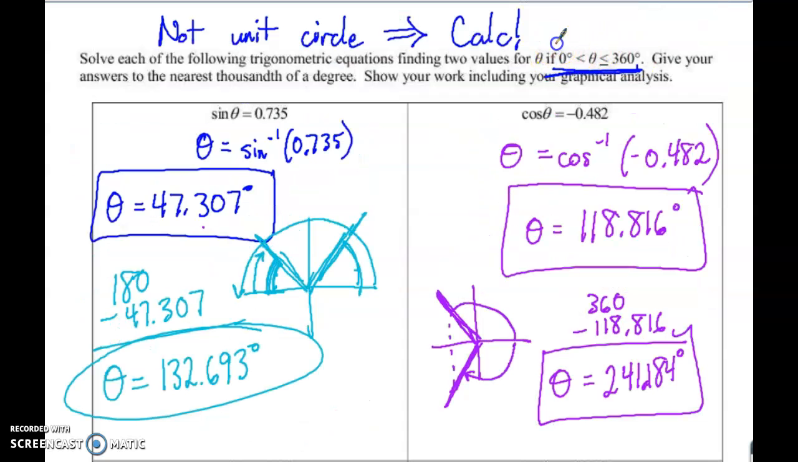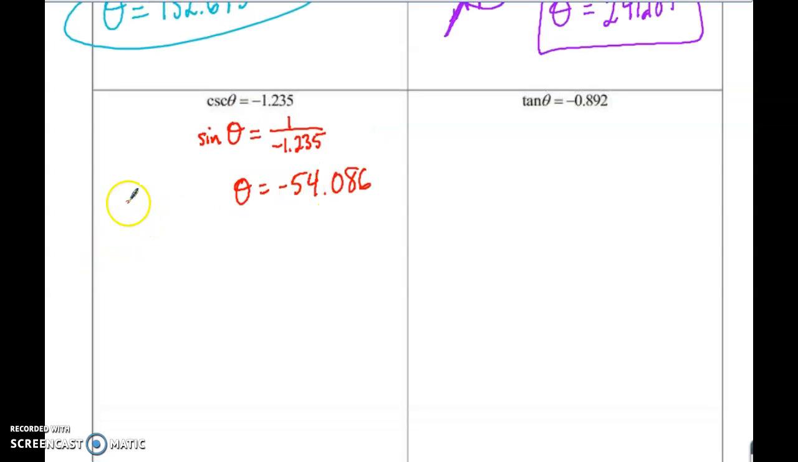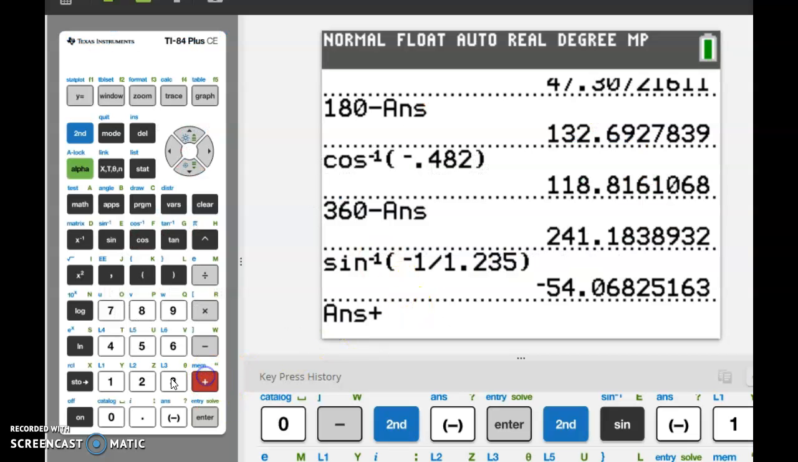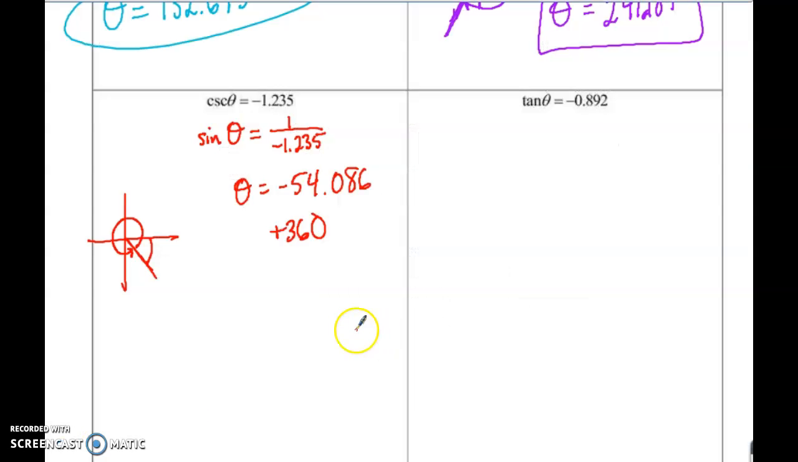Well, back in the directions, we only want answers bigger than 0. Negative numbers are smaller than 0. So what does that negative number even mean? That means we went clockwise. This is a poorly drawn picture, so how do we get it within range? We can add 360 to it. That gives 305.914. So that's one answer.